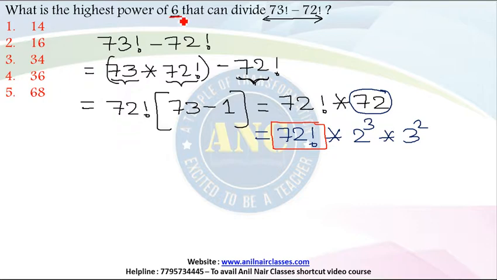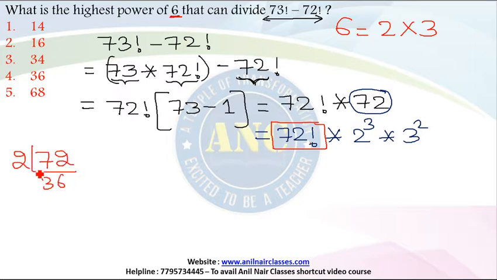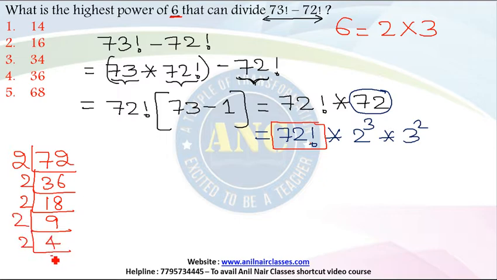They are asking you to find the highest power of 6. 6 can be written as the product of two prime bases, 2 and 3. That means take this 72 factorial, that means take that 72, and divide it by 2. 2 into 36 is 72. 2 into 18. Next it is 2 into 9. Next it is 2 into 4. And then it is 2 into 2. And the last one is 2 into 1. Right? I hope this is clear for you.